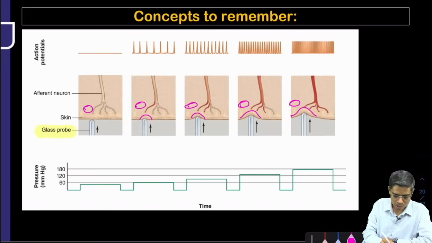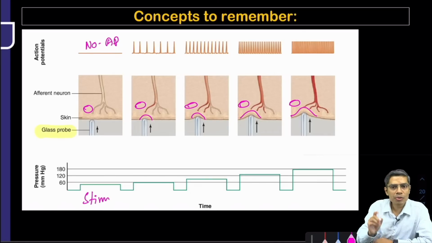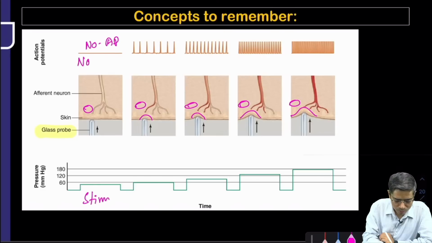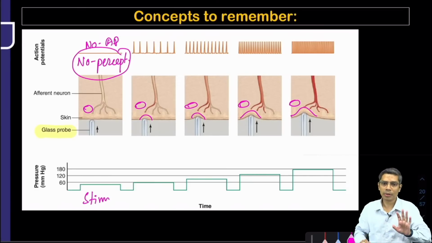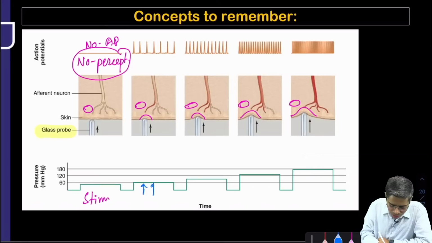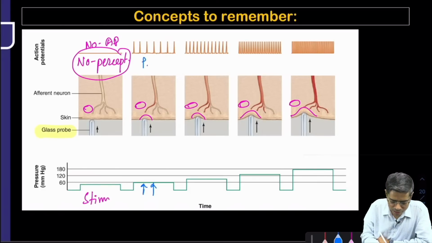The first stimulus which you are giving here is not producing any action potential. So, are you going to perceive this touch? The answer is no. Here I am going to perceive no touch sensation, no perception of touch. Getting my point? Now, you are giving a stronger touch, more pressure on the skin. So, perception will start from here because of the starting of action potential.